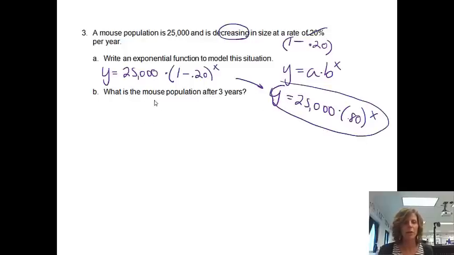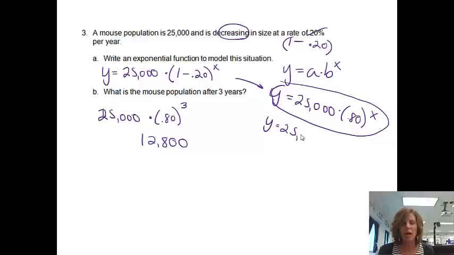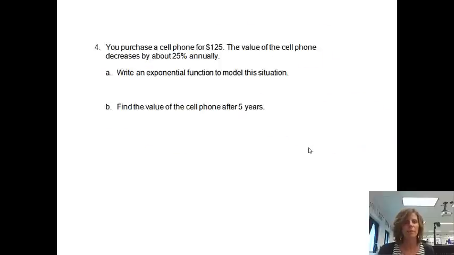And then if we want to know what is the mouse population after 3 years, we just plug it into our formula, 25,000 times 0.80 raised to the 3. And if we type that in our calculator, we will unfortunately still have 12,800 mice, but at least the number is going down. When you did this problem, you don't necessarily have to have the decimal. Another way that somebody might write this problem would just be 0.8 to the x instead of 0.80 to the x, and we might not have parentheses. Both of those are correct.